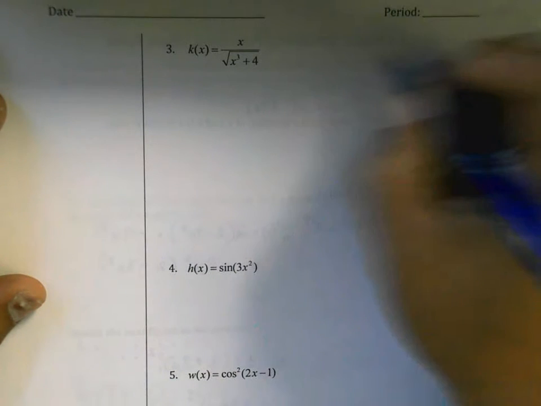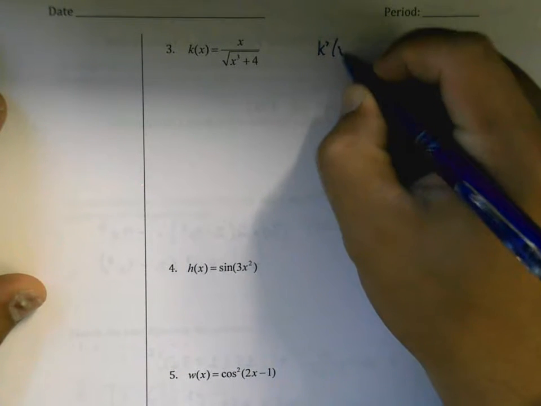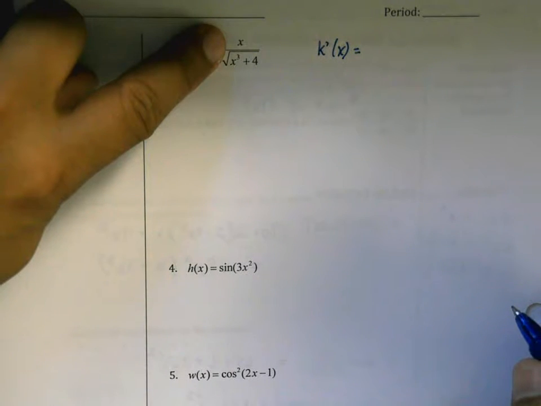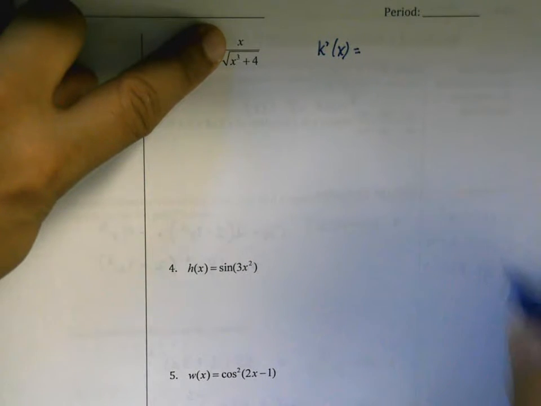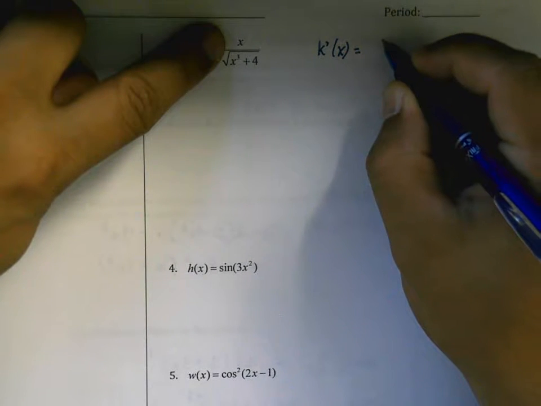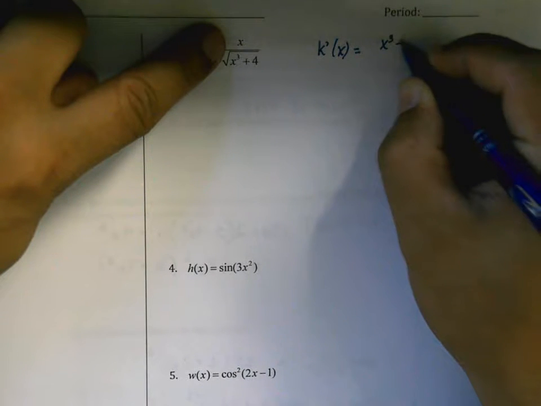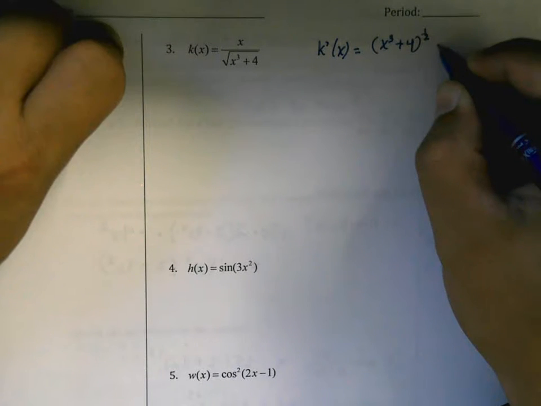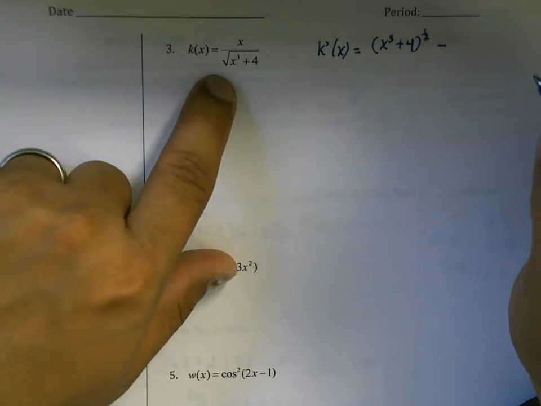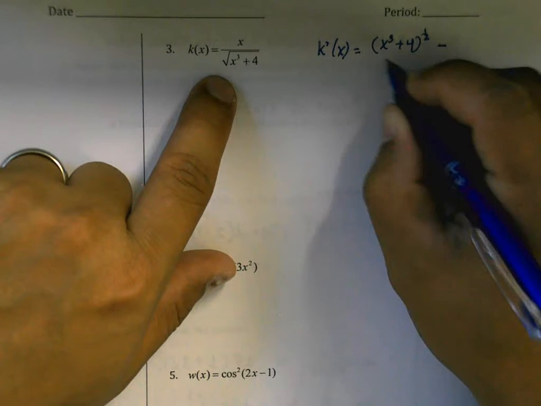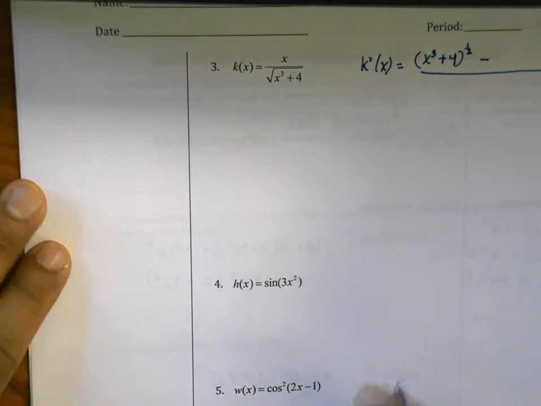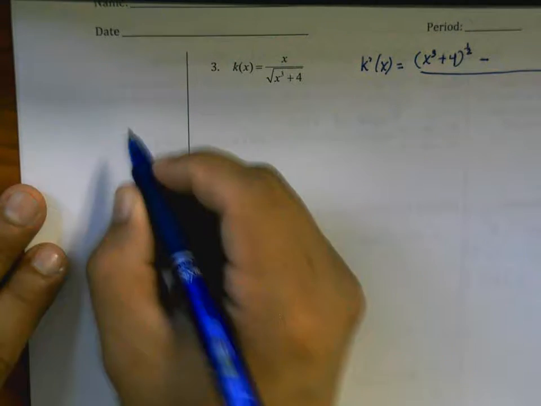So let's go here. K prime of x is equal to, using the quotient rule, the derivative of the numerator, which is just 1, times the denominator, which I'm going to write as (x cubed plus 4) to the 1/2, minus the derivative of the denominator times the numerator. Okay. So I'm going to take the derivative of the denominator over here on the margin.